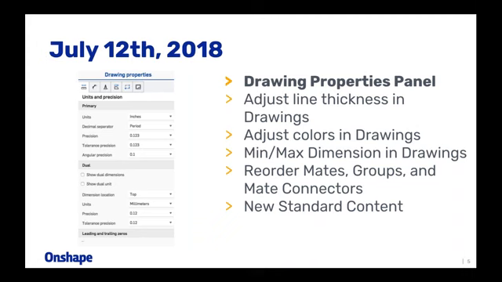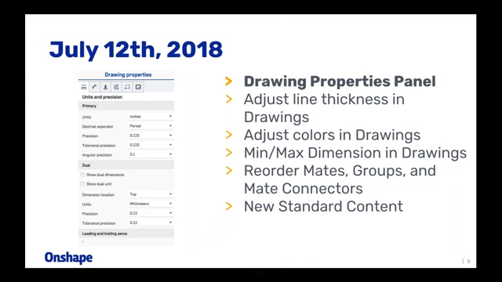So a big emphasis of this update was on drawings, and the new UI mechanism, the new drawing properties panel, is really useful for a number of new things that you can do to your drawings that you couldn't do in the past. Things like adjust the line thickness. That was something that was controlled by the template in the past. If you wanted to adjust line thickness, you couldn't. Now there's an option within the drawing properties panel to adjust line thickness.